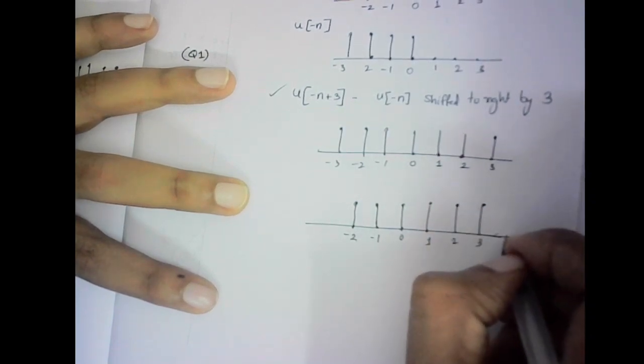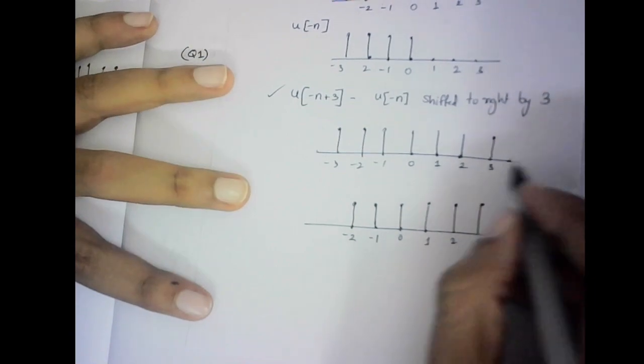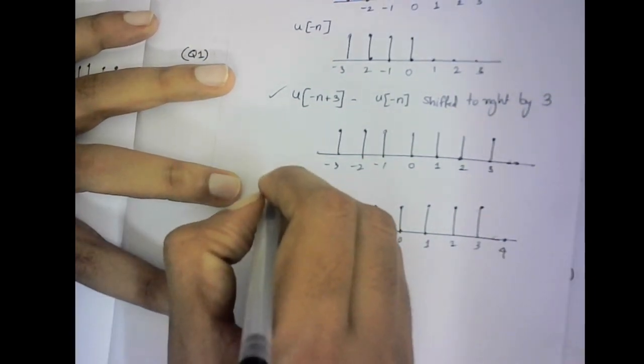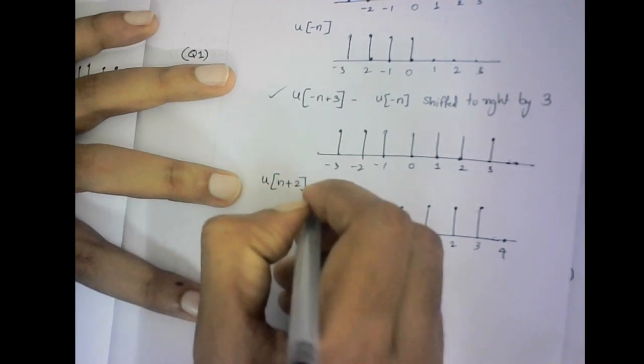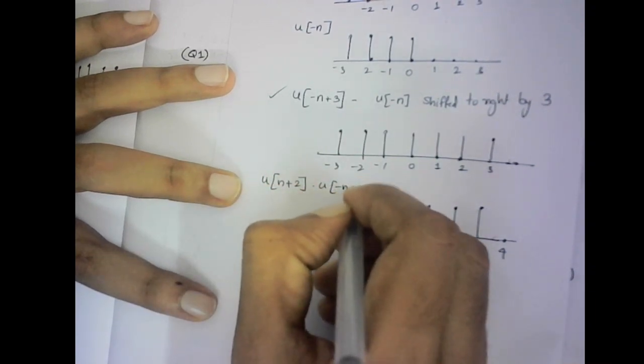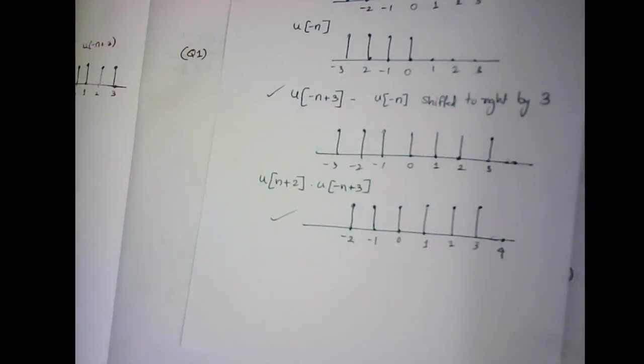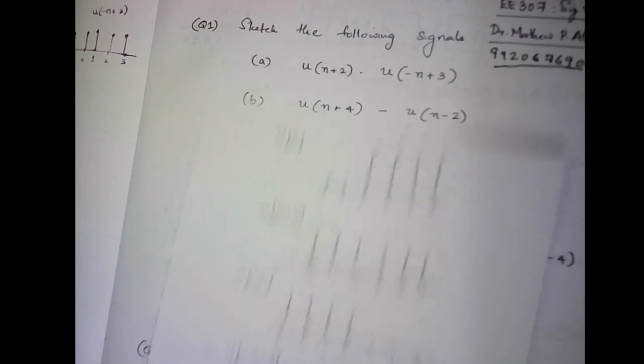What about n equal to 4? For n equal to 4, you can see that it is 0, so the result will be 0. So this is u of n plus 2 times u of minus n plus 3. This is the solution. I hope that question is clear.